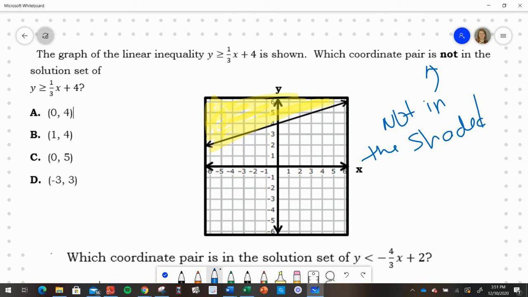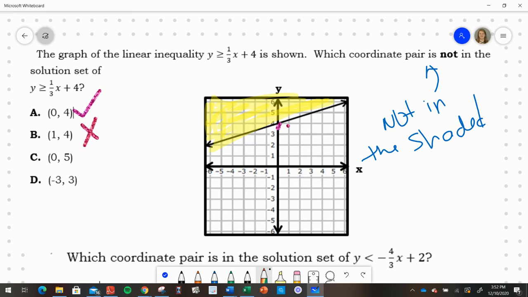So when I look at these coordinates, and I look at (0, 4), if I find (0, 4) on my coordinate graph, it's right there. It is on the solid line, it counts. If I look at (1, 4), (1, 4) just barely misses it, right? It's just underneath that line, so it's outside of the shaded region.